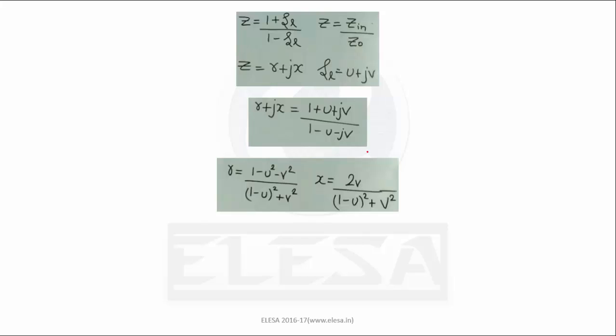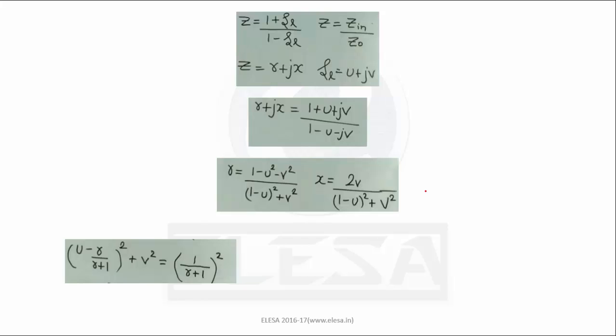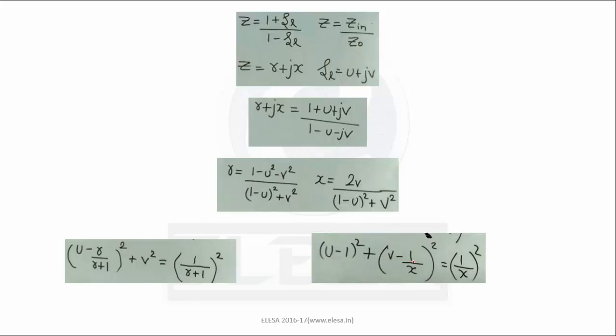Solving it further, for r and x we get these relations. R is equal to 1 minus u square minus v square upon 1 minus u the whole square plus v square, and x, the reactance part, equal to 2v upon 1 minus u the whole square plus v square. Now if you solve it further, you will observe that you will get the equation of a circle. Similarly, for u and v with respect to x and u and v with respect to r.